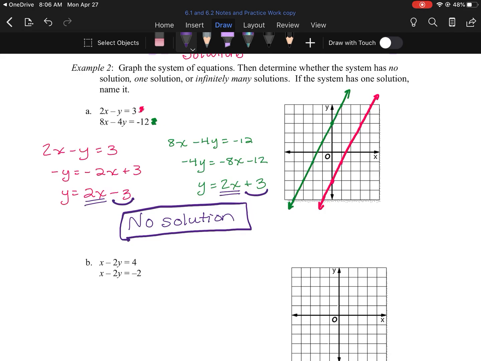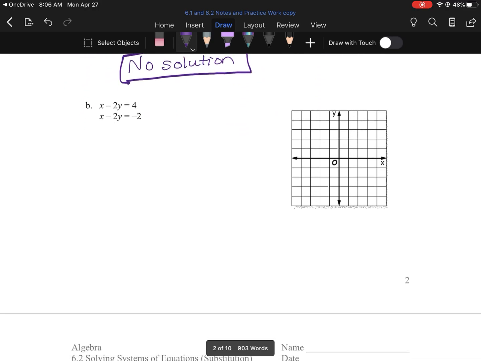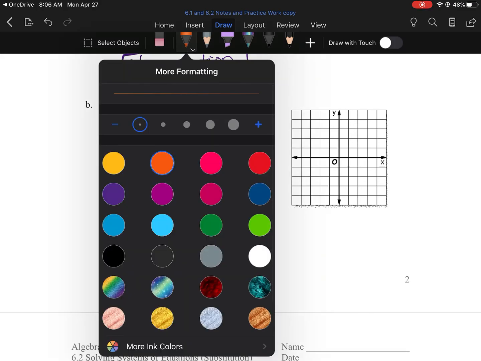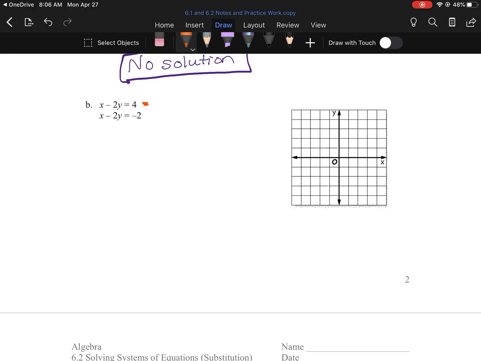Okay? If we had the same slope and the same y-intercept, that would have been one equation, which would have been many solutions. All right, now taking a look at part B. My first one, let's get a bright color. Oh, we'll do orange today.